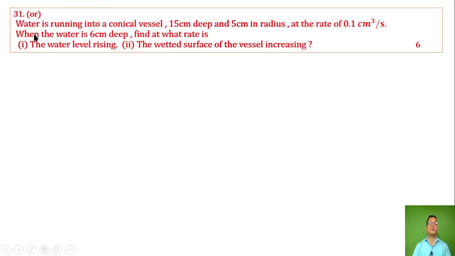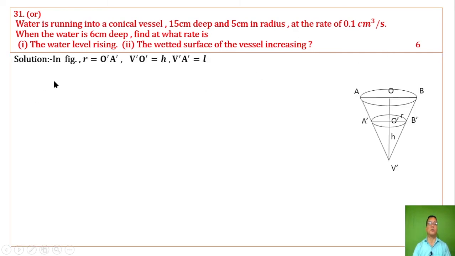Third, question number 31, alternative. Water is running into a conical basin 15 centimeter deep and 5 centimeter in radius at the rate of 0.1 centimeter cube per second. When the water is 6 centimeter deep, find at what rate the water level is rising. 6 marks.